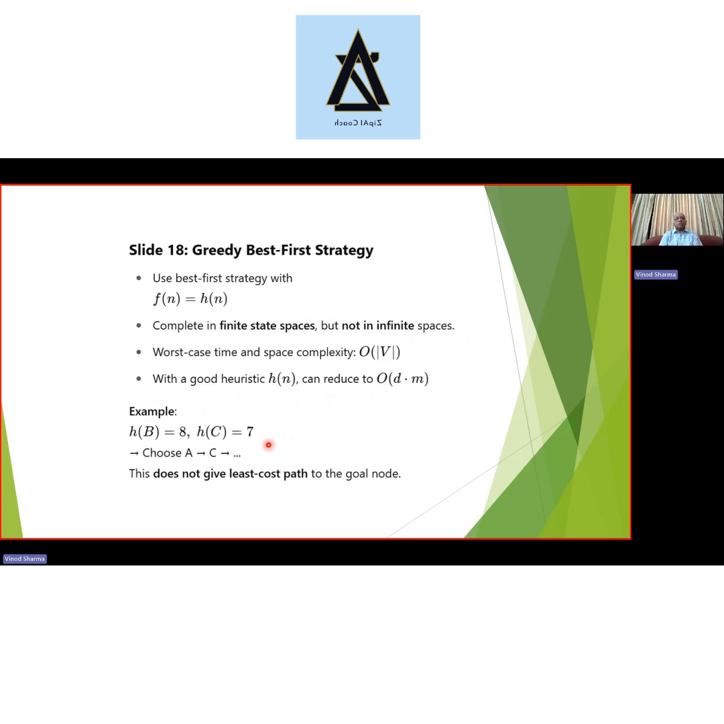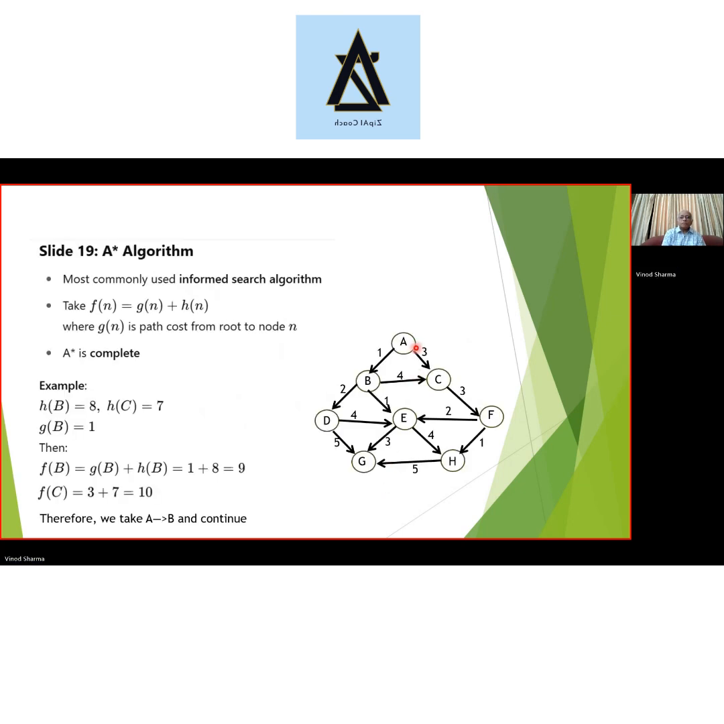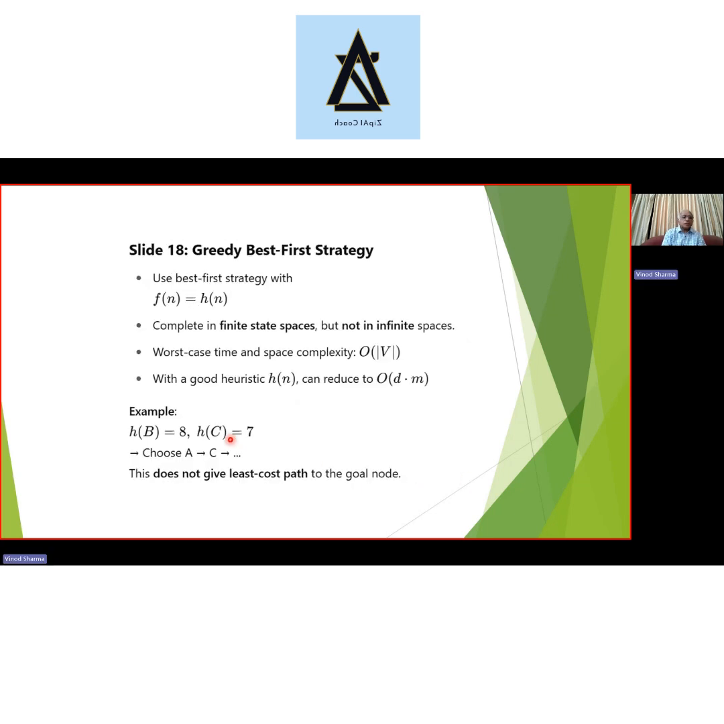Example, we take the same example that we have been taking. Suppose A is the root node and G or H is the goal. Initially you are starting at A, and we have to either pick B or C. These are the only possibilities at that time. And if you have an estimate that from B to the goal, which is G or H, is 8, and the estimate from C is 7, then from A, because f(n) is equal to h(n), we are going to choose the node C.